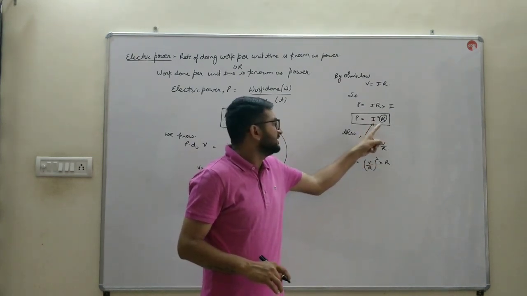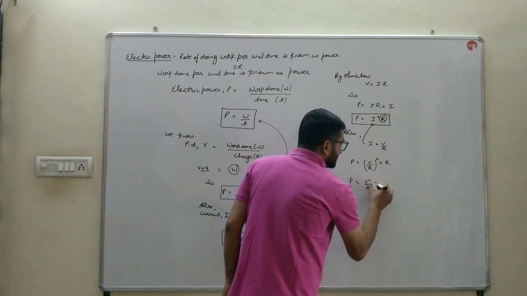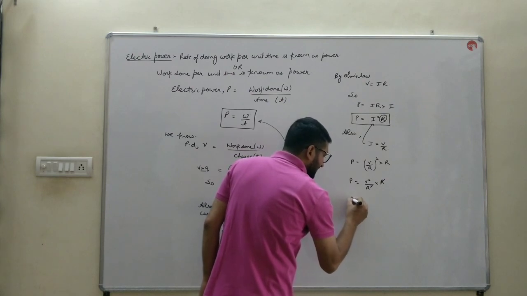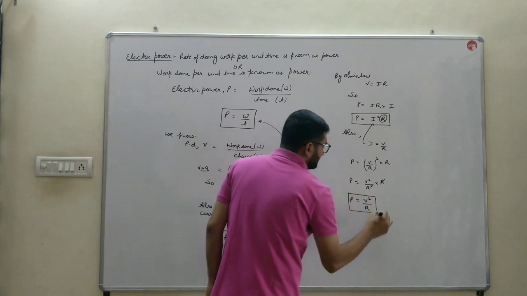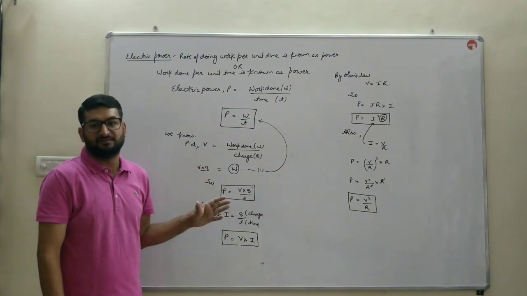क्यों? यहां पर I का स्क्वायर है. Multiply R as it is, so power will become V square by R square multiply R. This square is cancelled by this R, and the power will become equals to V square by R. So these are the formulas of electric power.